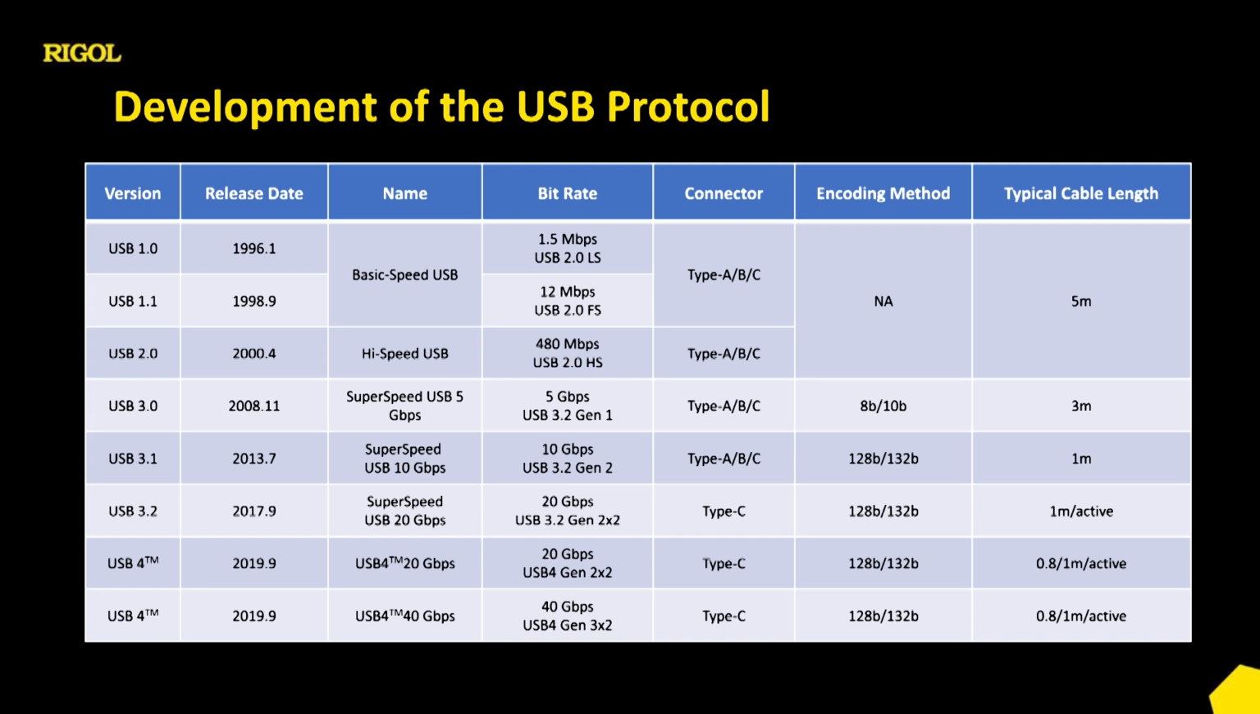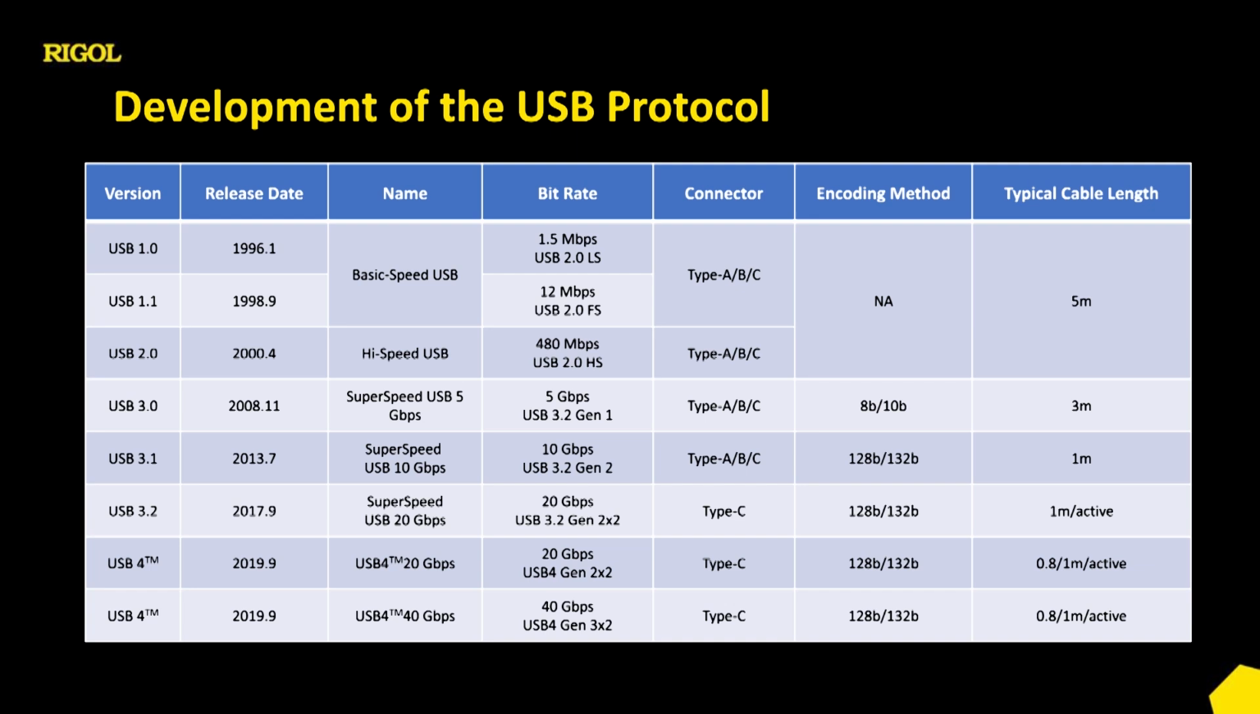The final naming is as follows: USB 1.0, 1.1, and 2.0 are known as USB 2.0 low speed, full speed, and high speed, respectively. USB 3.0, USB 3.1, and USB 3.2 are known as USB 3.2 Gen 1, Gen 2, and Gen 2 by 2, respectively.